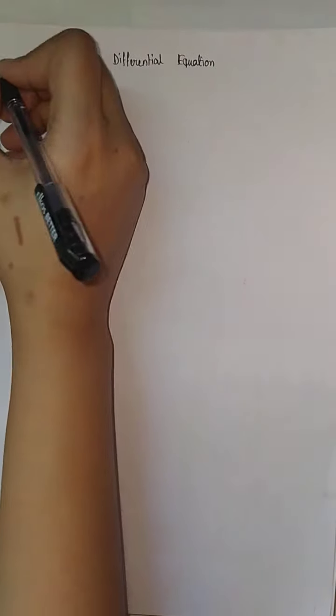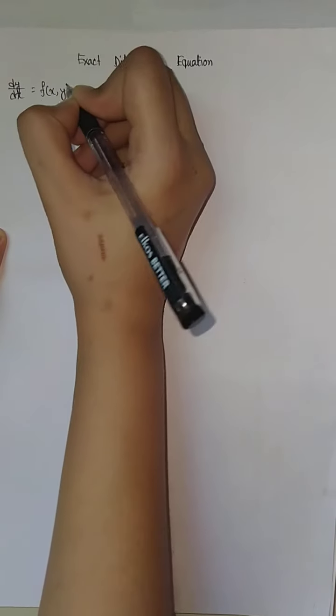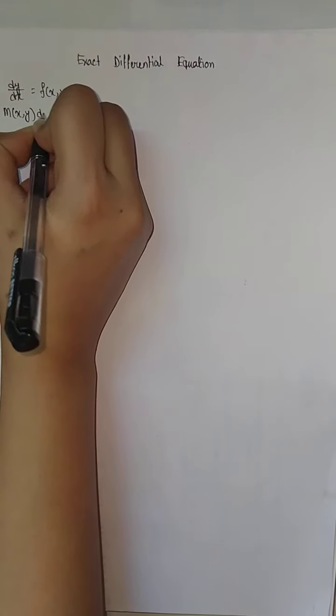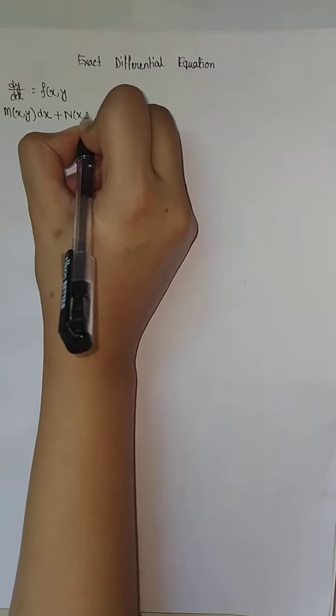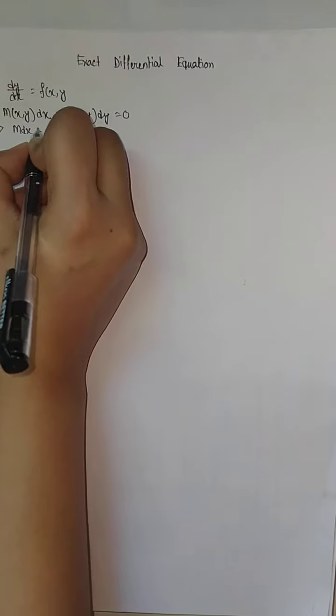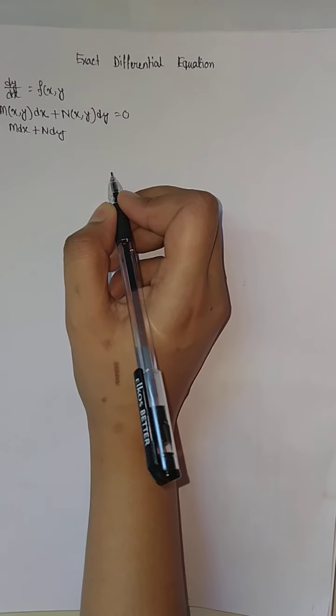Hello students, in this video I am discussing with you a new topic, that is exact differential equation of the first order and first degree. Any ordinary differential equation of first order and first degree is in the form of either dy/dx = f(x,y), or in more symmetrical form M(x,y) dx + N(x,y) dy = 0, or simply M dx + N dy, where M and N are both real valued functions of x and y.